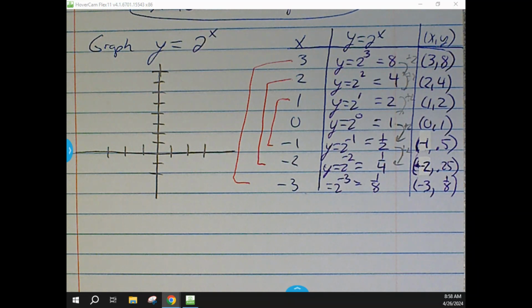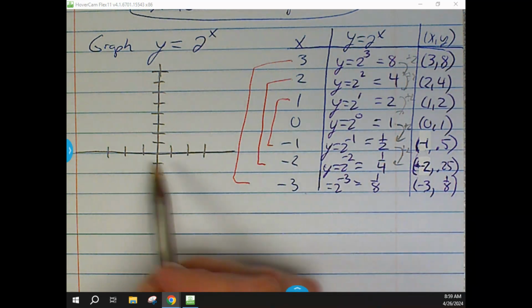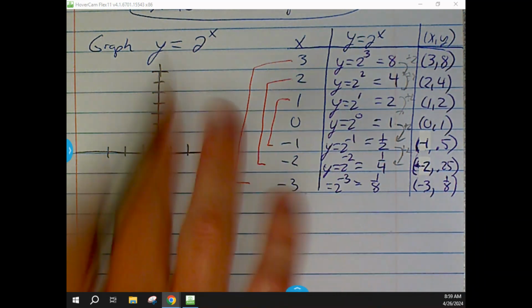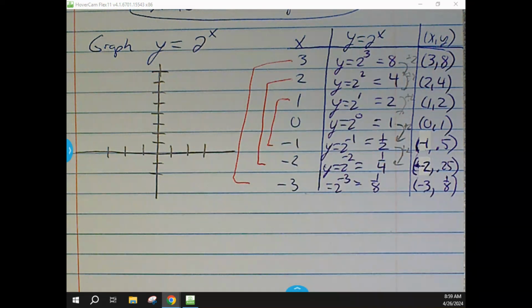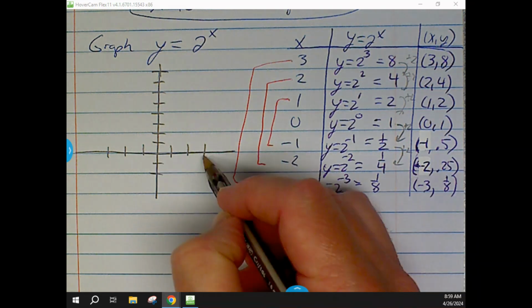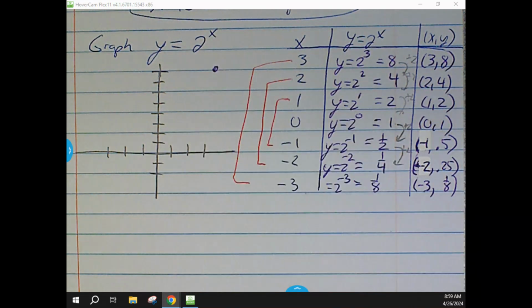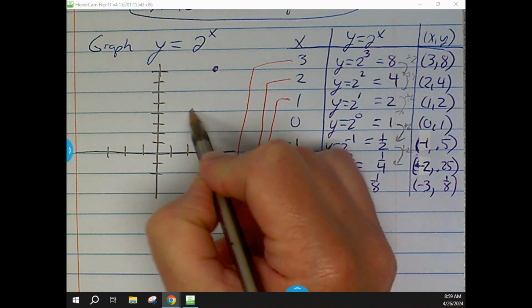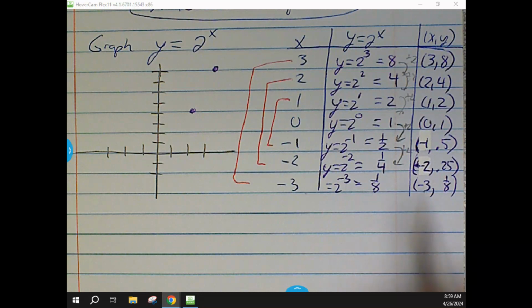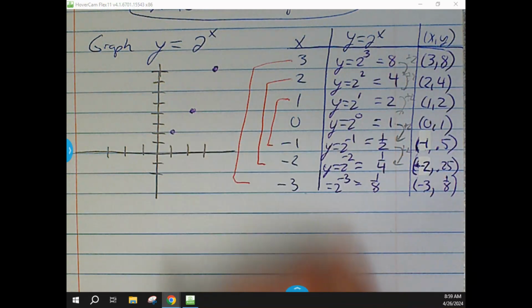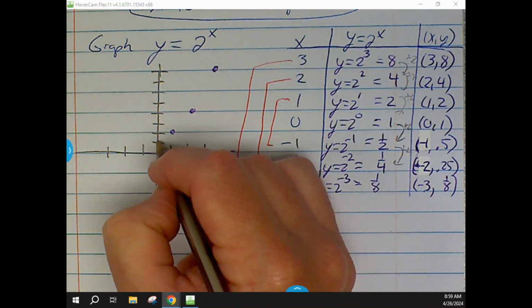Okay, so get your XY axis, and just so it fits on here, we've got to go to at least 8 to get this value. So I just made the Y axis a little bit smaller so we can make sure we fit it in. Okay, so then we're just going to plot our points. At 3, 8, that would put us up here. At 2, 4, that would put you right there. At 1, 2, that would put us here. 0, 1 would put us here.